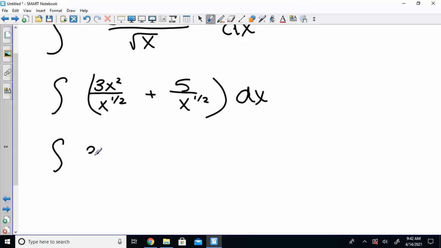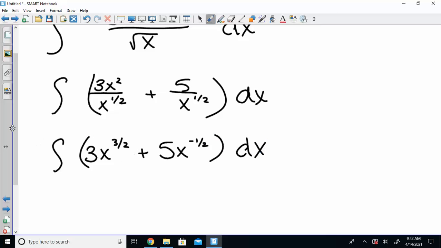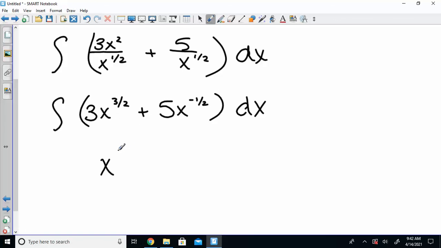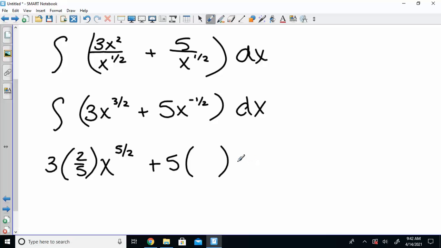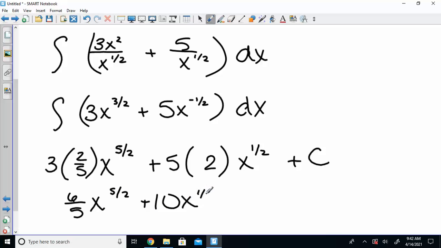So when you divide, you subtract exponents, so that's 3x to the 3/2 plus 5x to the -1/2. So if we add 1 to our power, that's a 5/2, so we need a 2/5 in front. So x to the positive 1/2, so you need a 2 in front, plus c. So you get 6/5 x to the 5/2 plus 10x to the 1/2 plus c.